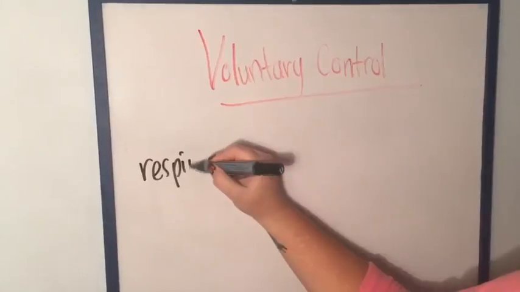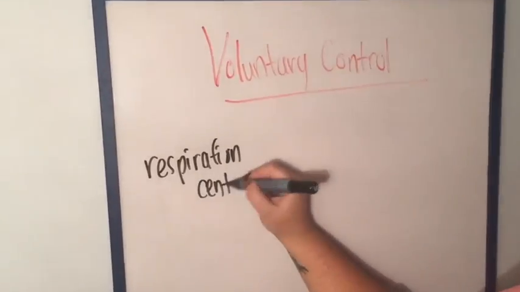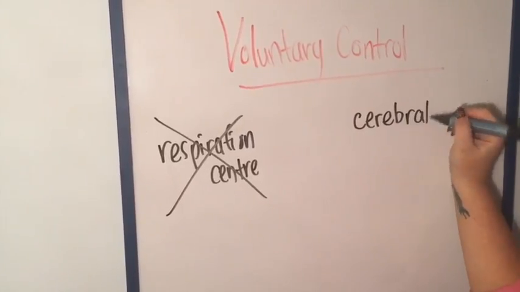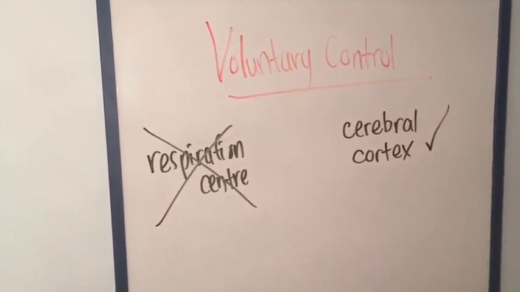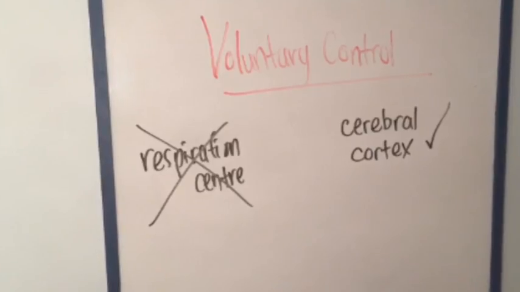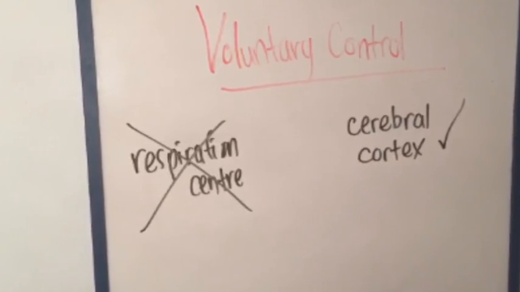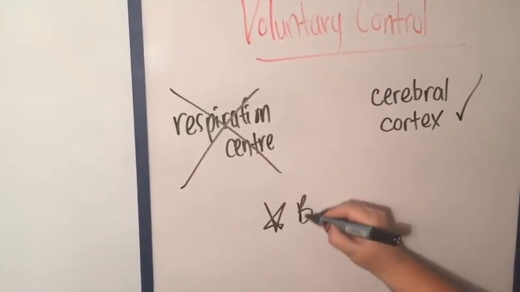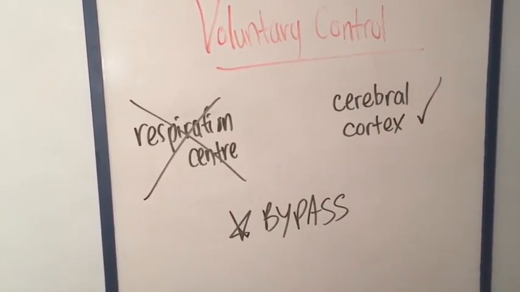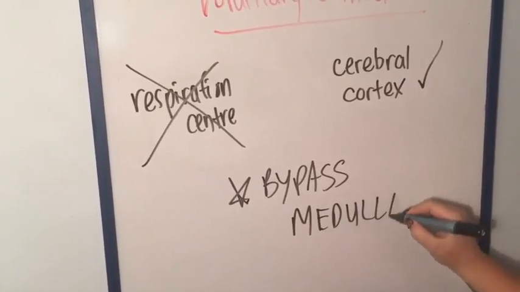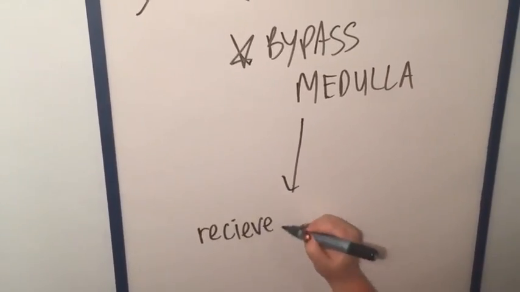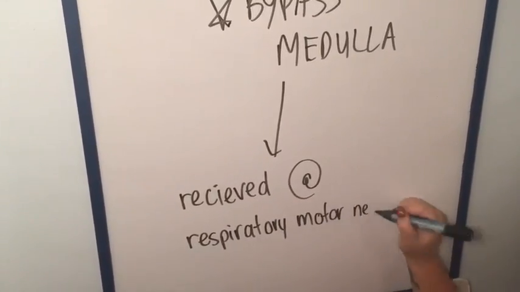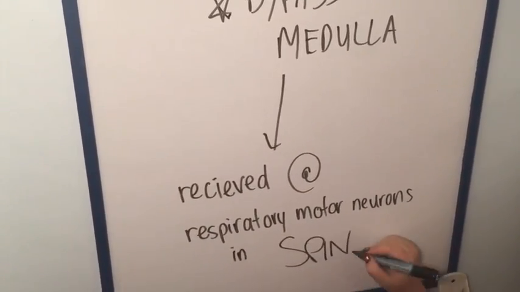Progressing on, voluntary respiration contrasts to what we have previously learned, as it is controlled by the cerebral cortex. In order for respiration to be categorized as voluntary, an influential factor such as emotion or pain must be present. The voluntary pathways that control breathing actually bypass the medulla and send impulses directly to the respiratory motor neurons within the spinal cord.